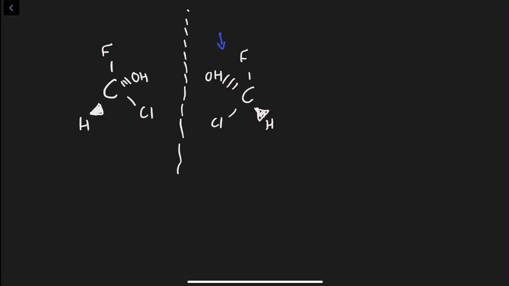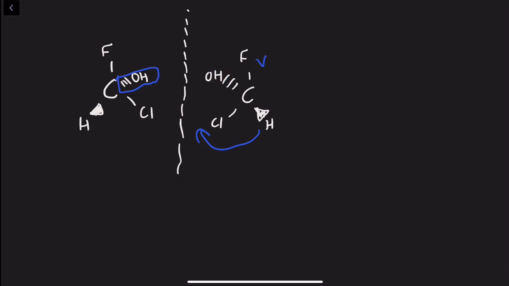So if we take this molecule on the right and we rotate it 180 degrees so that the OH group is on the right and our hydrogen is on the left, well, if we're rotating it 180 degrees, this group in the back is now going to be in the front. So it won't superimpose with this OH group in the back. These are enantiomers.